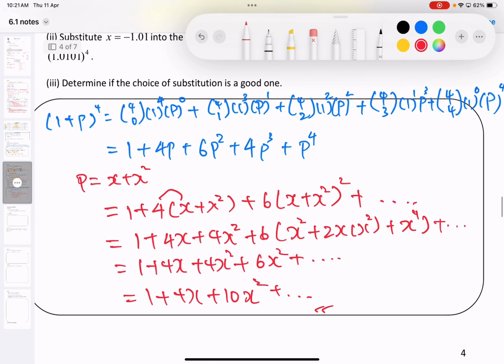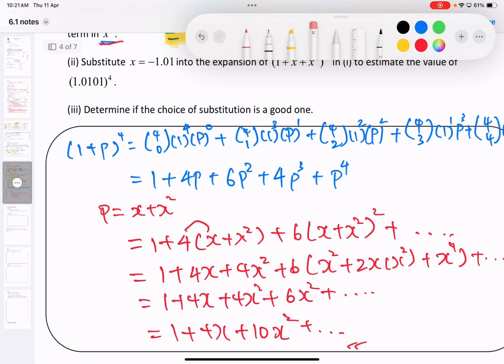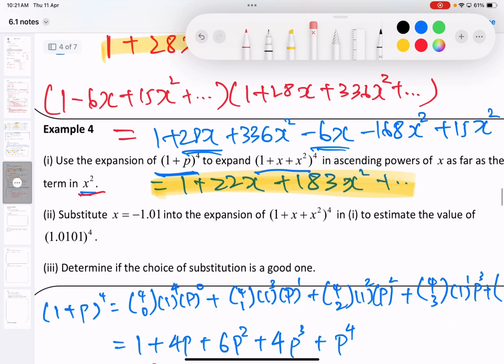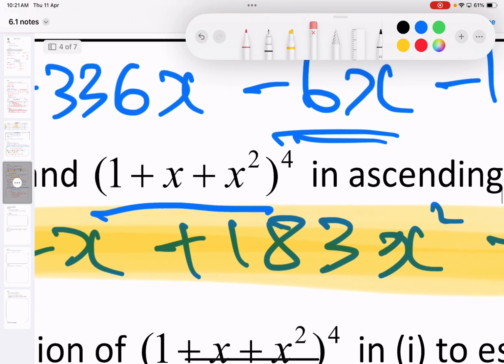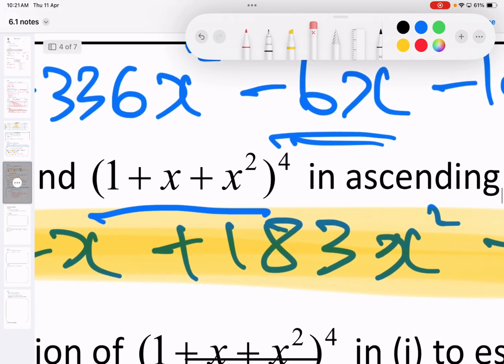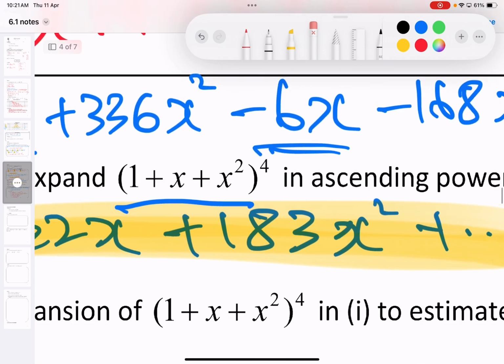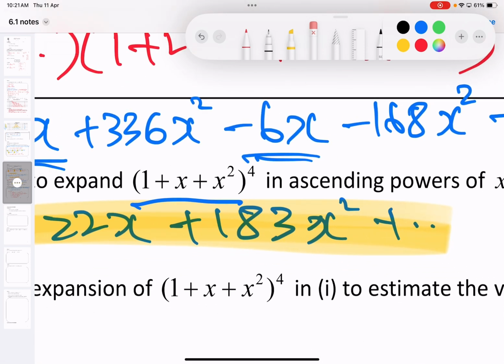Okay, again, I'm going to explain again. Until here, everyone can understand? Until this part, the expansion of 1 plus p to the power of 4. This one can understand, right? So the question actually wants us to use this binomial expansion to expand this really complicated trinomial expansion. Trinomial because there are 3 terms, right? So how do we do that?